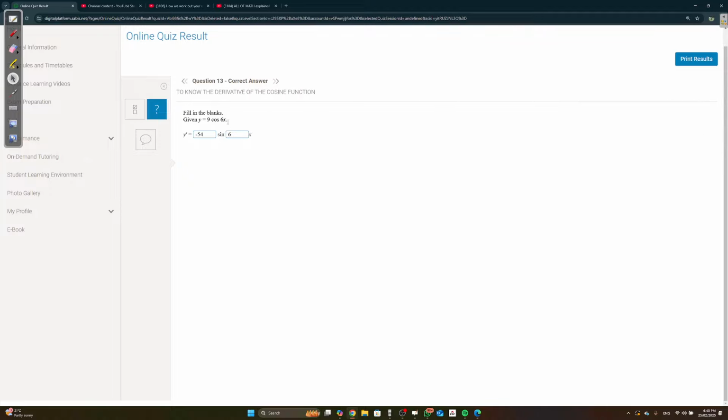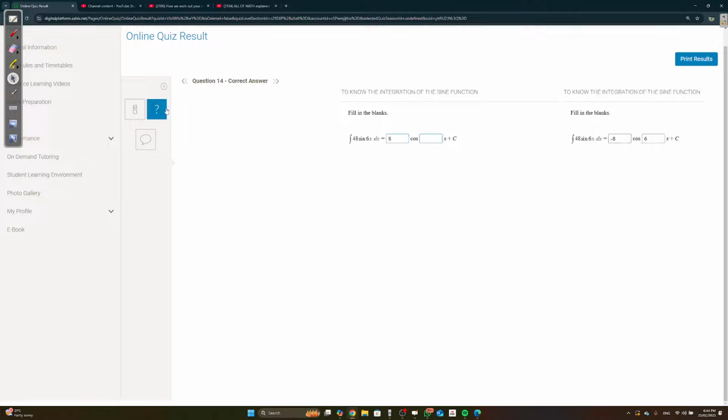Question 13. 9 cosine 6x. Derivative of cosine is negative sine, so that's why it's negative. And then you multiply by u prime, so 9 times 6, derivative of 6x, which is 6. 9 times 6, 54. And you keep it as 6x inside the function.